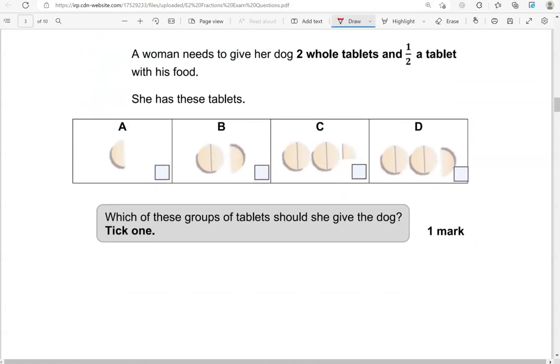A woman needs to give her dog 2 whole tablets and a half a tablet with his food. She has these tablets. So we've got A, that's just half. B is 1 and a half. C is 2 and a quarter. D is 2 and a half. So which of these groups of tablets should she give the dog? Tick 1, that's D.